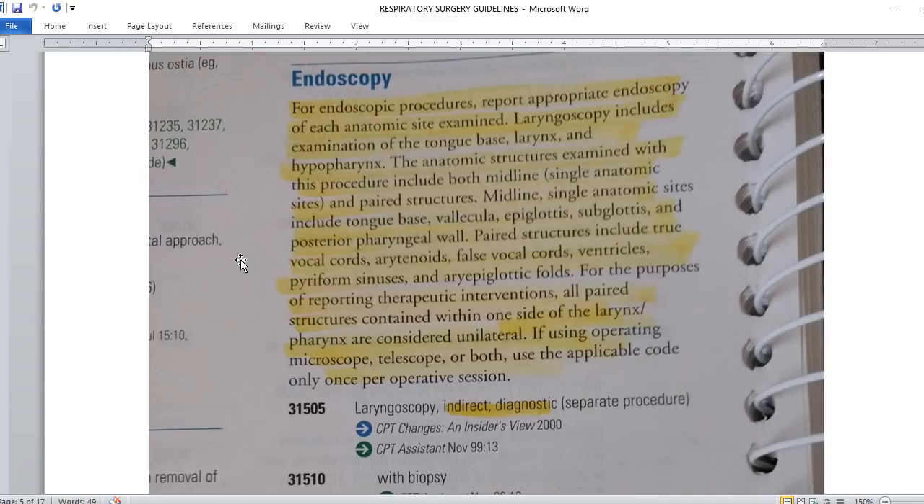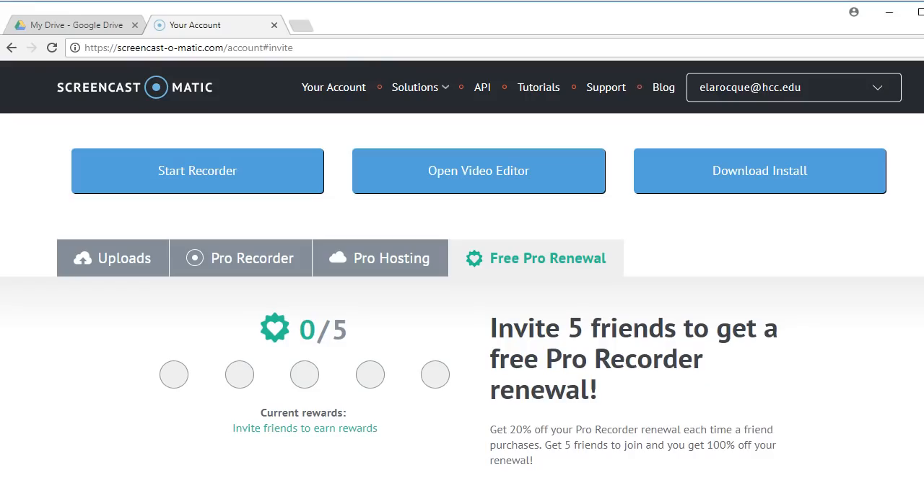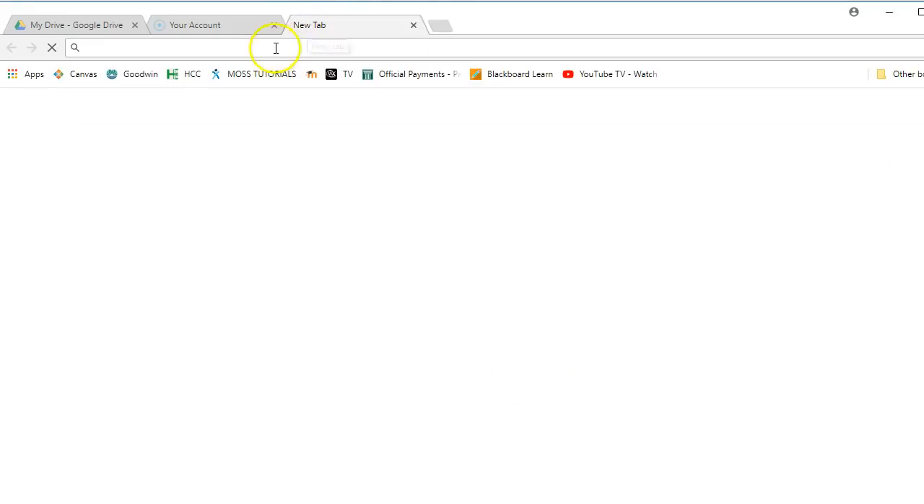This is something a lot of people tend to forget about, because when you look in your CPT book at the respiratory system, it's very small, it's very direct. So let's see if we can find a better picture of this. I'm going to go right to Google, and I want a picture of the larynx.